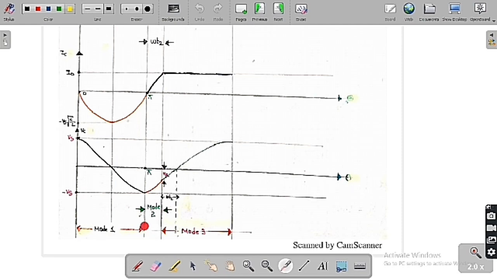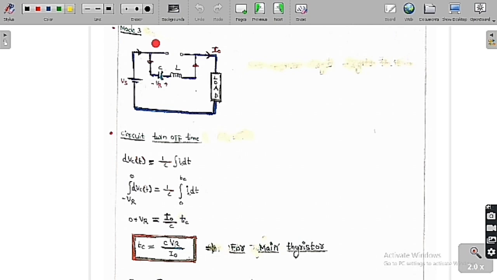So at the end of mode 1 TA was off. At the end of mode 2 TM is also off. So therefore now we are going to study the mode 3 operation. So mode 3 is here. Now TA is also off, and TM is also off.